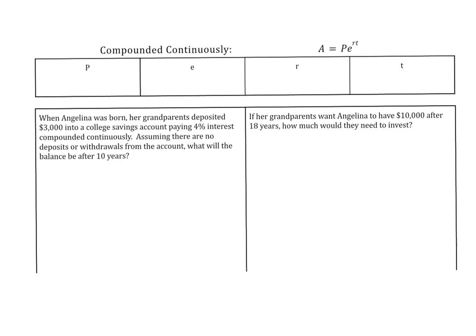Okay, so now this is compounded continuously. So this is every instant your money is being compounded. So this uses this formula. So your P, same thing, is your principal. E, well, E, that's Euler's constant, so that's just the number that E equals, about 2.71. It's a button on your calculator. R is still your interest rate. T is still your time in years.